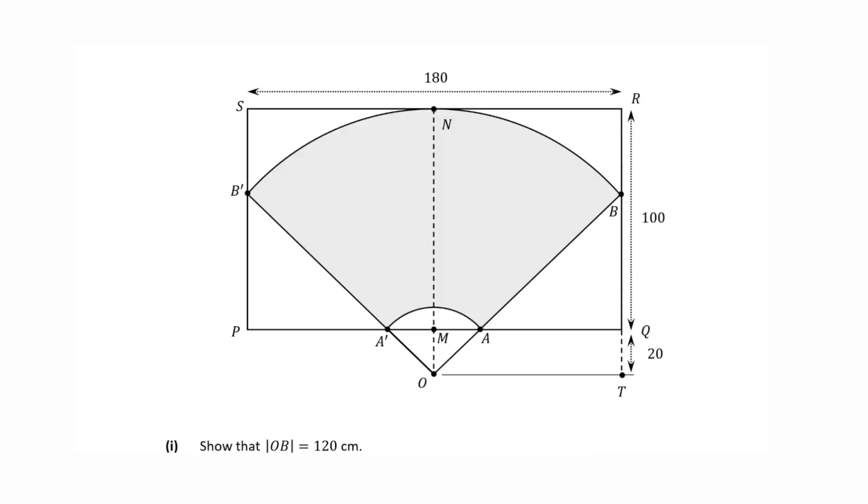In this question we're looking at windscreen wipers. The line AB is the windscreen wiper and it covers the shaded region in the diagram, and it's enclosed in the rectangle PQRS, which has a width of 180 and a height of 100.